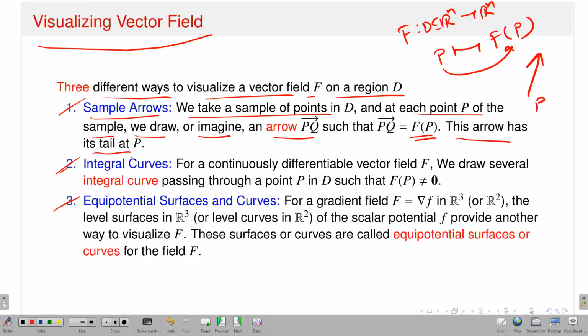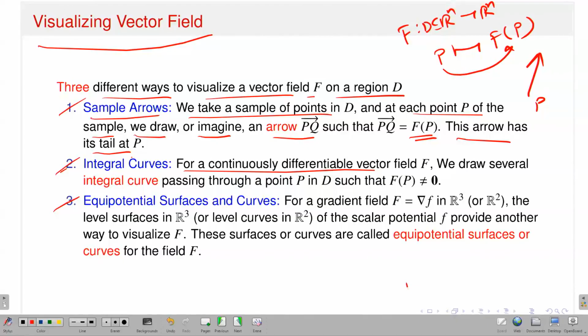What is that? It applies to a continuously differentiable vector field. What does continuously differentiable mean? Of course, a vector field is a function from some domain D, a subset of Rn, to Rn. Continuously differentiable means it should be in the class C1. If you remember, there is a class I have called C1. That means the function should be differentiable and the derivative should be continuous. That is called continuously differentiable. So for a vector field capital F, a function from D, a subset of Rn, to Rn, if capital F is a member of C1, then I will say that it is a continuously differentiable vector field. We draw several integral curves.